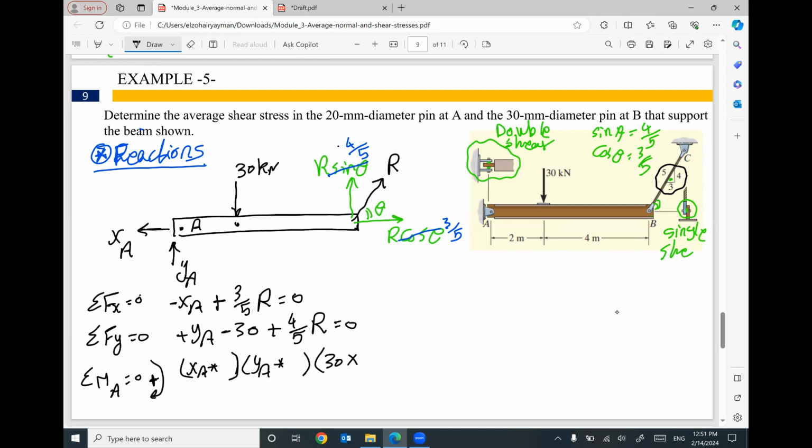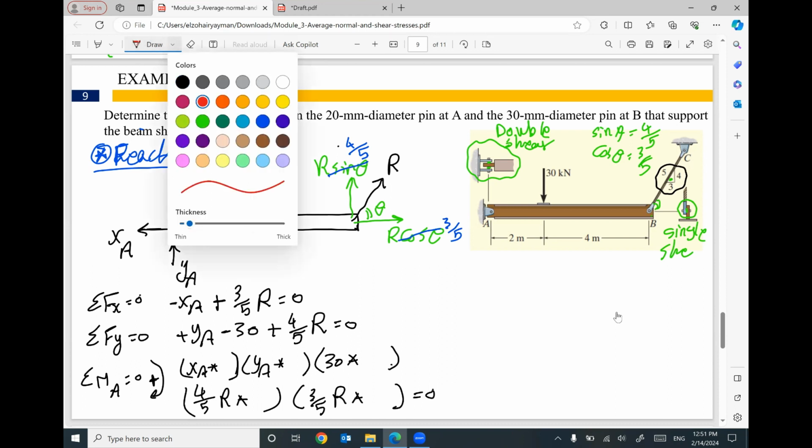30 times distance, 4/5 R times distance, 3/5 R times distance equals 0. I have to list everything to be included in this equation. So I'm sitting at A.